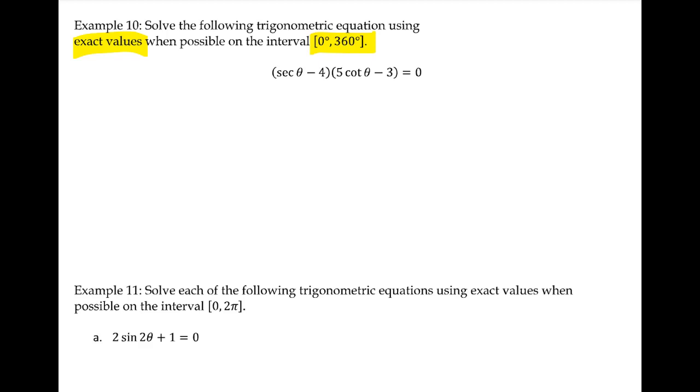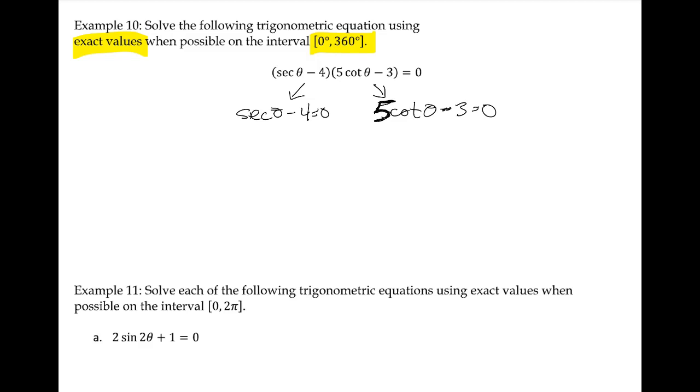Or not the intervals, the identities. So we can break this apart, there we go, into secant theta minus 4 equals 0 and 5 cotangent theta minus 3 equals 0. From here, again, it's isolate to try and be able to plug things in. And again, that's a 5.